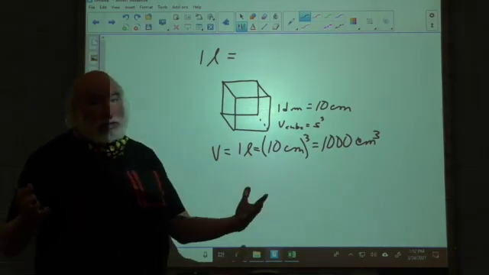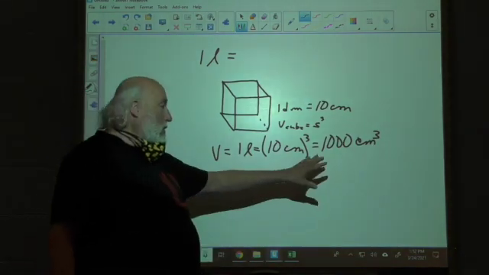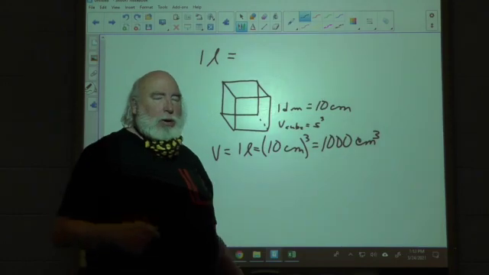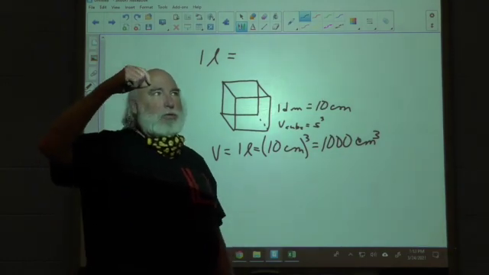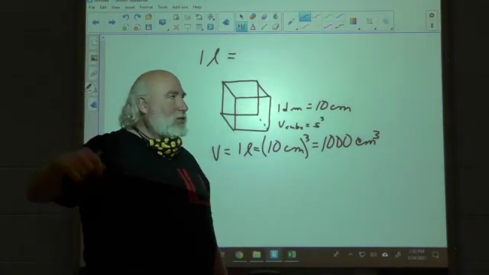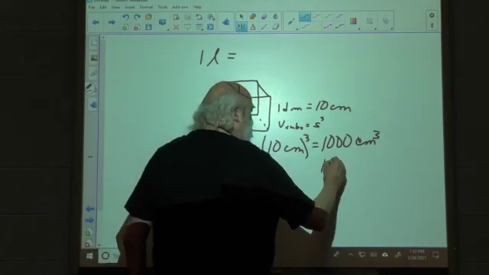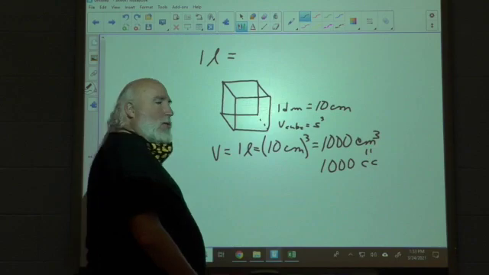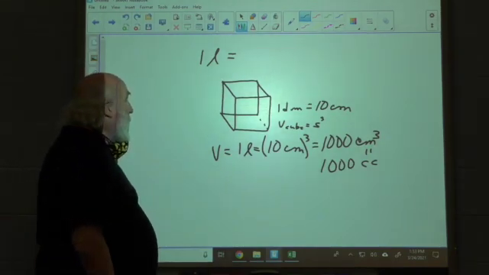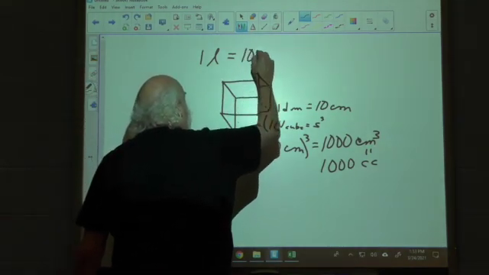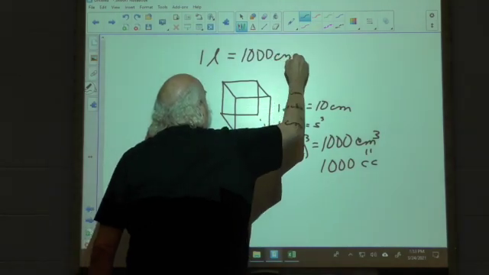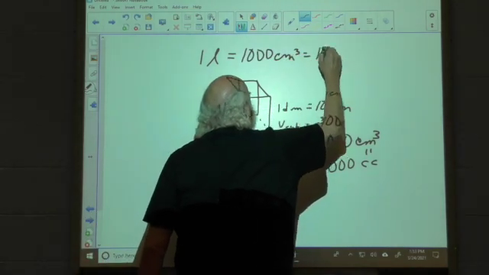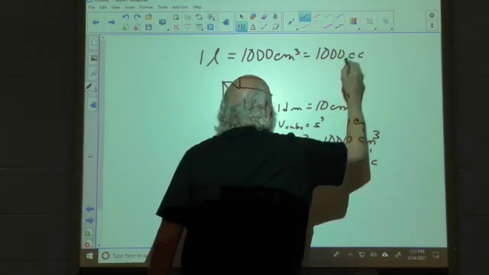Now I will address the centimeters cubed thing. This is correctly how it's written. But you think about centimeters cubed. What are the first letters for that? C and C. This is 1,000 cc's. cc's means cubic centimeters. Okay? So this equals 1,000 centimeters cubed, which is equal to 1,000 cc's.